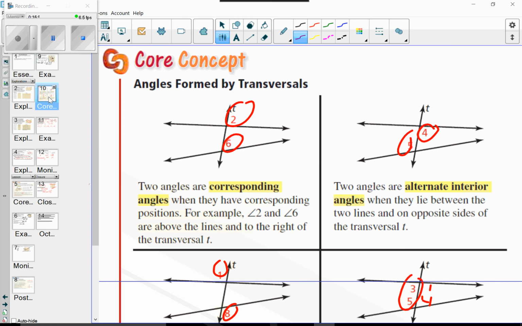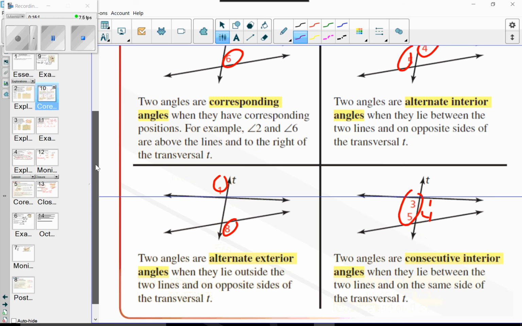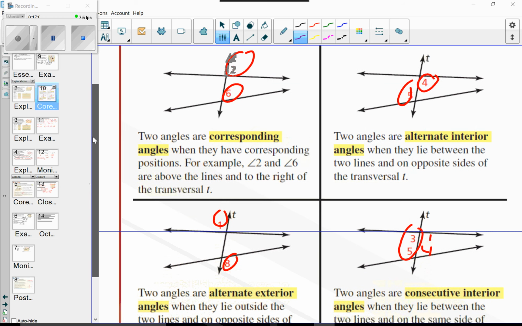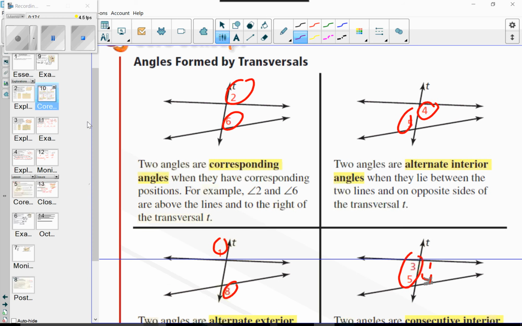Next, we've got some angle relationships. So some different angle relationships here. Our first one is angles formed by transversals. So if you have two lines that are cut by a transversal, the lines do not have to be parallel. But the first one is two angles are corresponding when they have the same corresponding positions. Angle 2 and angle 6 are above the lines and to the right of the transversal. So we consider that the same position.